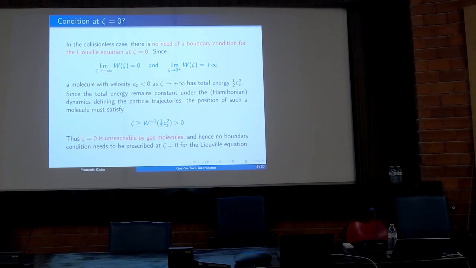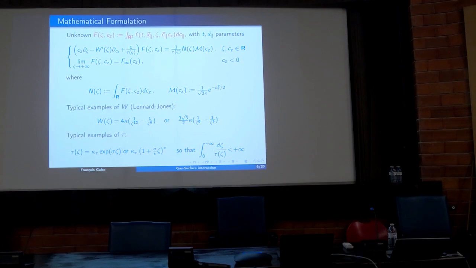So as I said, zeta equals zero is unreachable by gas molecules, so in this feature, even though there is the wall at zeta equals zero, you don't need a boundary condition on the wall, right? So the boundary condition will really be this reflection process which I showed you. And now we have to explain how it's perturbed by the interaction with the phonon. So here you take the simplest imaginable interaction, that is, you take a relaxation model. Your phonons are going to be at equilibrium, so distributed like a Maxwellian, the simplest imaginable. It's a BGK, if you want.